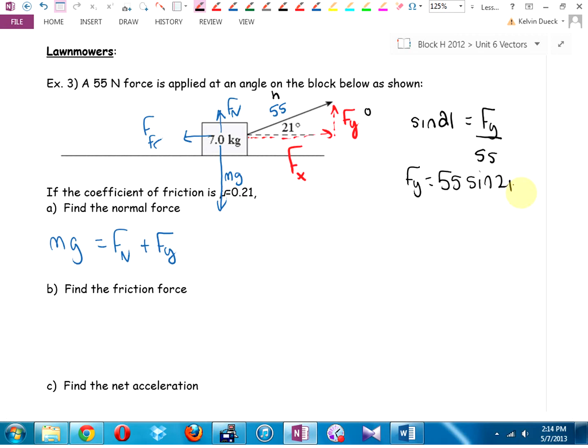Which one of those is the normal force? Fn. How do we get the Fn by itself? Okay, we got the whole package. This is great. The normal force is going to be gravity minus Fy, where gravity is mg. What's m? More specific, what's m? 7. What's g?